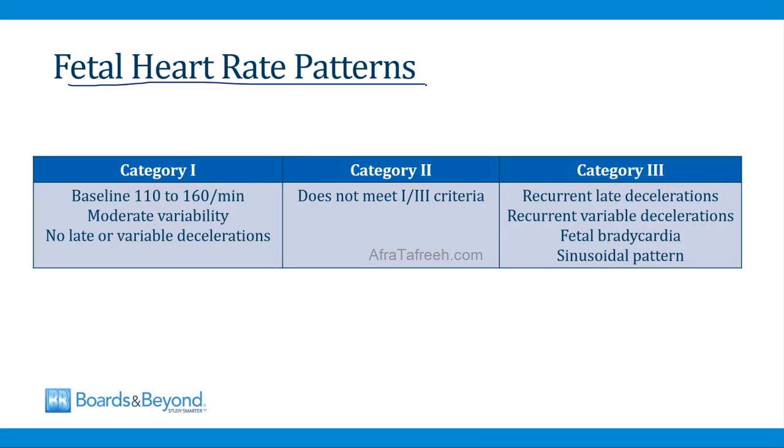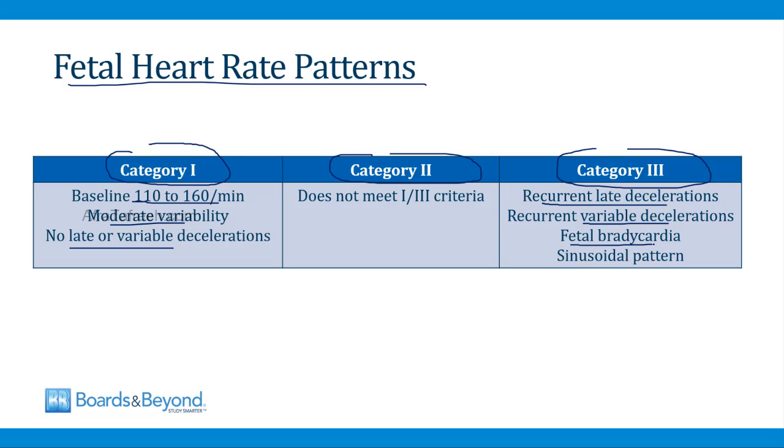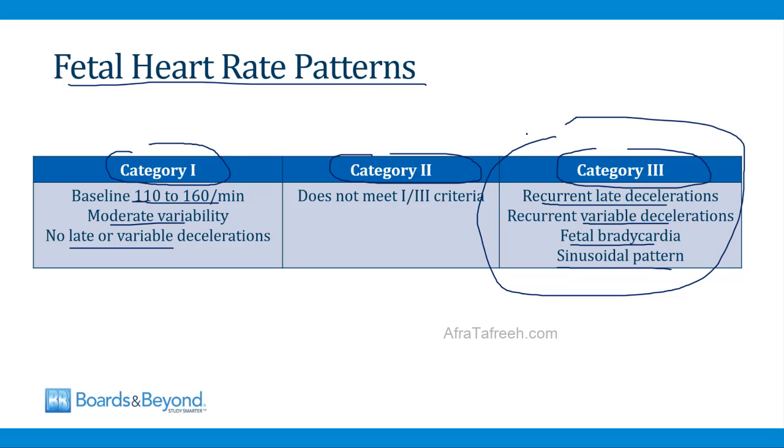Clinically, fetal heart rate patterns are often divided into 3 categories. Category 1 is good. This is what you want the baby to have. It's a baseline rate of 110 to 160, which is normal. There's moderate variability, and there are no late or variable decels. Remember, early decels are very common and benign. Category 2 is in the middle, and then at the other end of the spectrum is Category 3. So fetal heart rate tracings considered Category 3 may show recurrent late decelerations or recurrent variable decelerations. They may also show fetal bradycardia or sinusoidal pattern, and these are all elements indicating significant fetal distress.